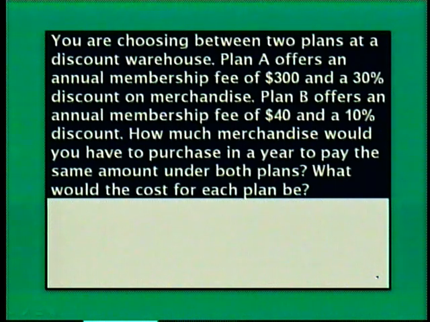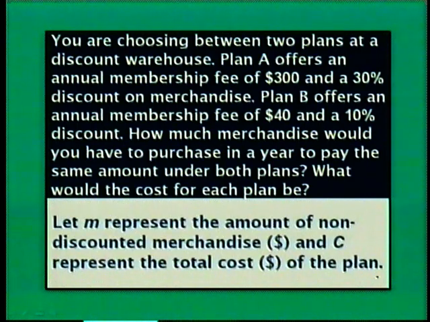What are our variables in this situation? We'll look at the two questions. How much merchandise would you have to purchase in a year? And what would the cost for each plan be? Let's let M represent the amount of non-discounted merchandise in dollars, and C represent the total cost in dollars of the plan. I've had the computer pre-print the definition of the variables.